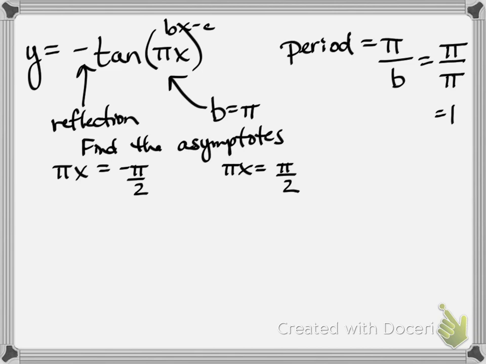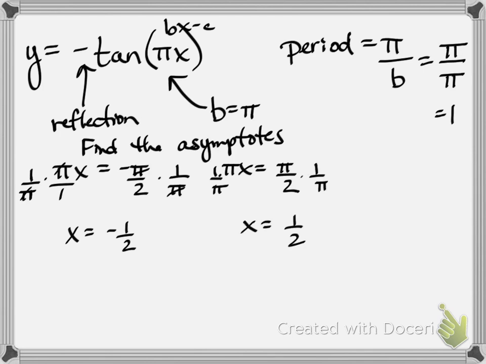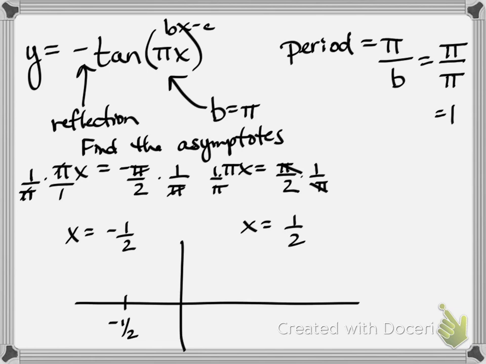So I'm going to multiply by 1 over pi rather than dividing by pi. Same thing happens, the pi's cancel, but it makes it easier over here on the right side for me. And over here we'll also multiply by 1 over pi. So you get x equals 1/2 and negative 1/2. So we'll go ahead and sketch those. Those are our new asymptotes.